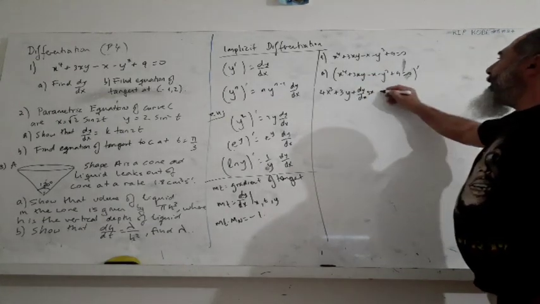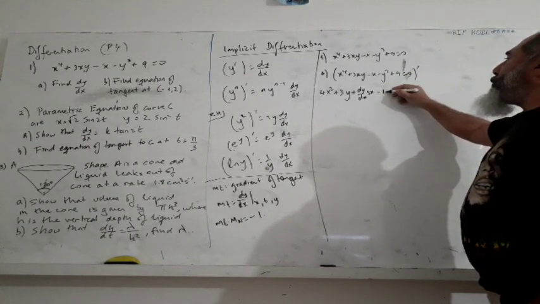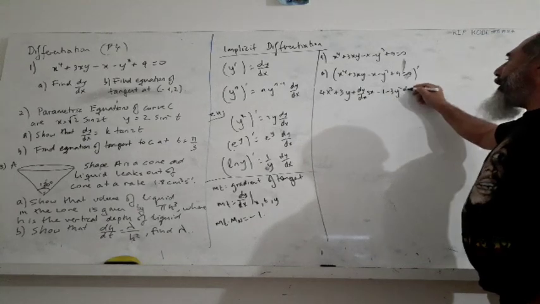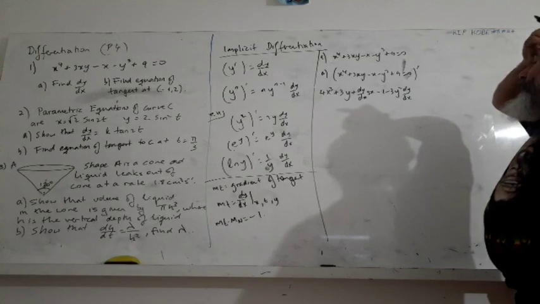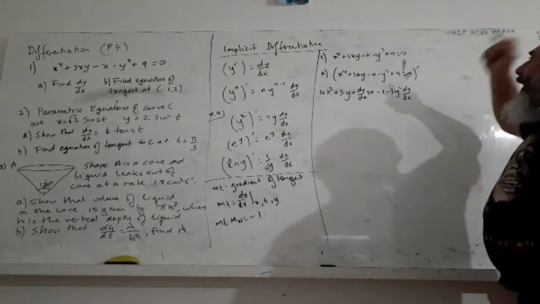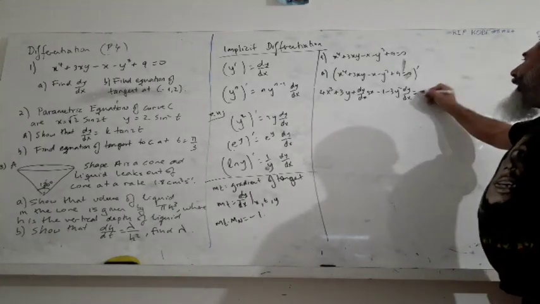What is derivative of y cubed? It is 3y squared dy over dx. You have to remember that when we take derivative of something in terms of y, we have to put dy over dx at the end of this statement. And derivative of 9 is 0, derivative of 0 is 0.